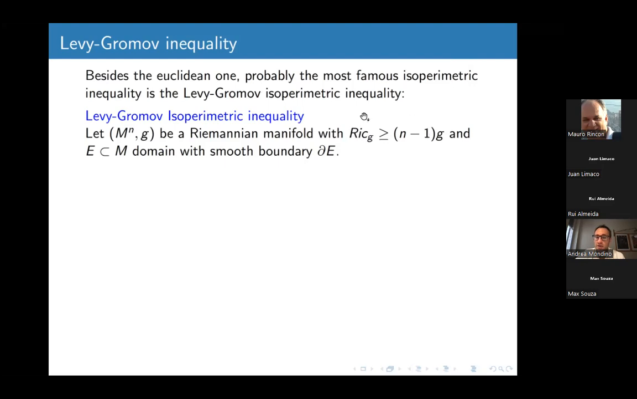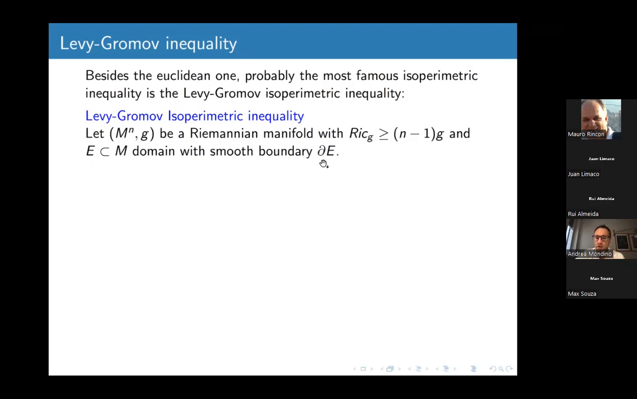This means, for the non-expert, that the Ricci curvature is a symmetric bilinear form. So it's a symmetric (0,2) tensor, which is diagonalizable with respect to the metric g. The fact that the Ricci is bounded below by n-1 means that all the eigenvalues of the Ricci are bounded below by n-1. So Ricci is a symmetric bilinear form. It is diagonalizable. All the eigenvalues must be at least bigger than n-1. Right?